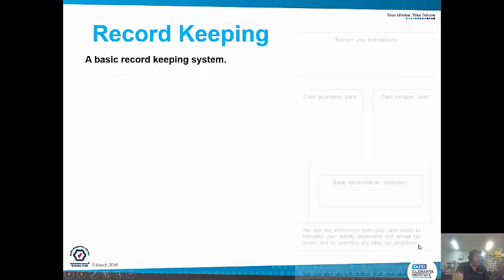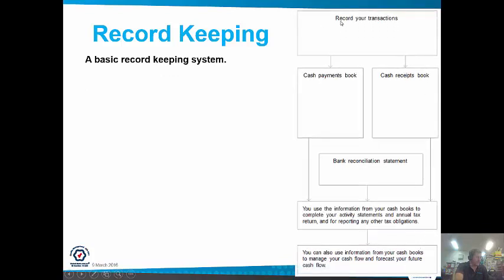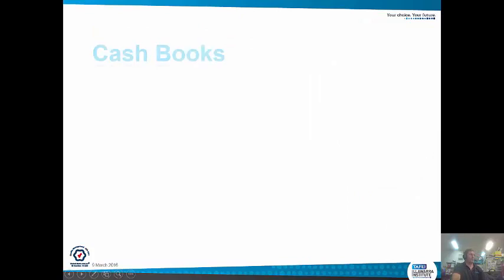A basic record keeping system is structured like this. So you need to record your transactions, and then you've got to put them into your cash book. Now there's two parts to a cash book. You have a cash payments journal or a cash payments book, which is money paid, obviously, and then you have a cash receipts book or cash receipts journal, which is cash received. Just going down, you use this information from your cash book to complete your activity statements and annual tax returns, and you also get a bank statement. But what we do is we try and reconcile that and ensure that there's no money missing. Okay. You can also use this information from your cash books to manage your cash flow and your forecast, your future cash flow.